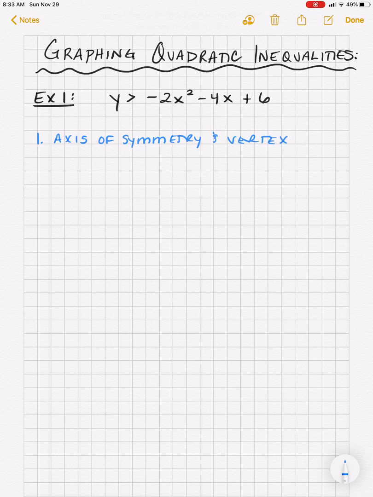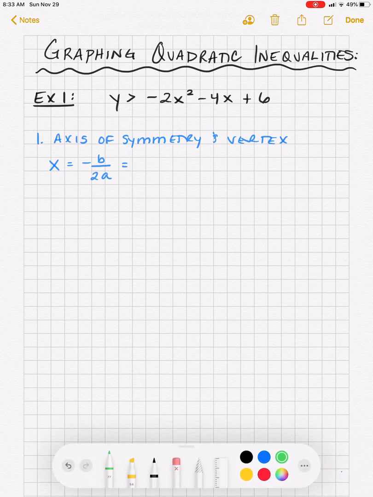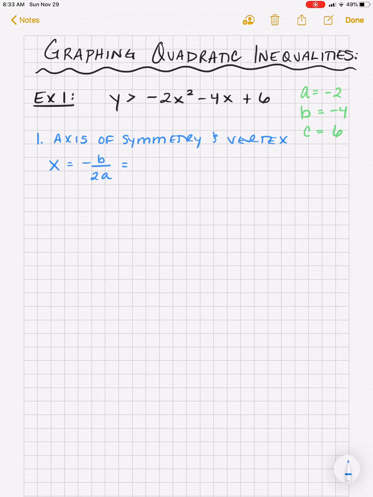So what's that little formula that we use to find the axis of symmetry? It's x equals the opposite of b over 2a. Our a is negative 2, the b is negative 4, and the c term is 6. So the opposite of b is positive 4, over 2 times the a term, which is negative 2. So 4 divided by negative 4 is equal to negative 1, and we get that our axis of symmetry is x equals negative 1. So we know the vertex lies somewhere on that line.